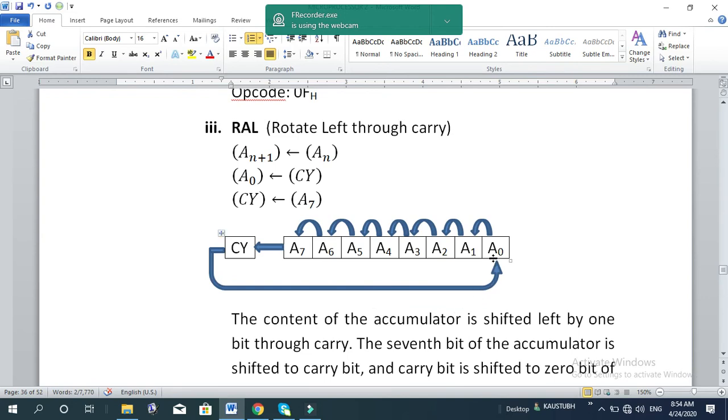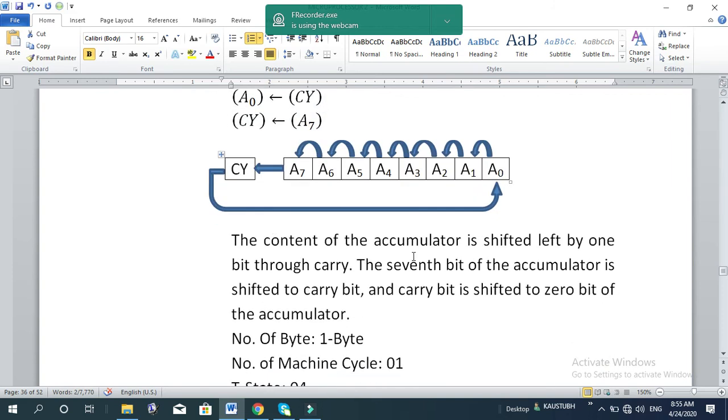Okay, so here also the rotating is like RRC. So it is A7 to A6, A6 to A5, A5 to A4, A4 to A3, A3 to A2, A2 to A1, A1 to A0. Now A0 will go to the carry and carry will go to A7. Okay, here also the same thing, the opcode is 1F hex.